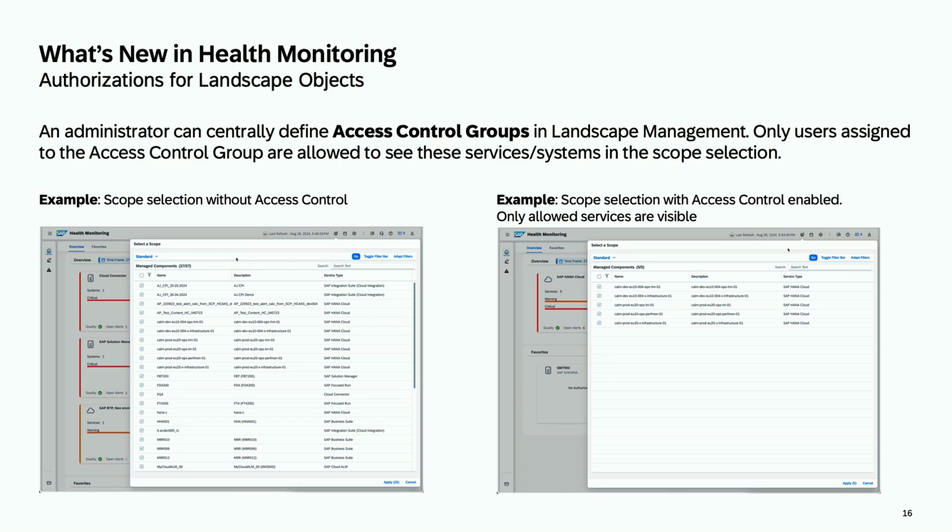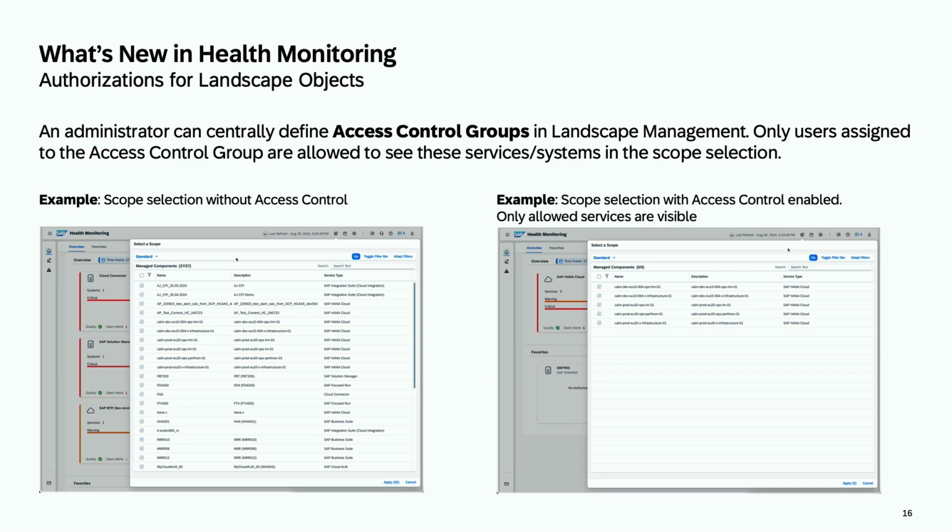Authorization for landscape objects has already been presented by Simon. So I mean, what we always had is on the left-hand side, a scope selection in all our monitoring applications, where every user can define what he wants to see. So you may have in your landscape management hundreds of sub-accounts, but if you are responsible or interested only in 2 sub-accounts, then you can put these 2 in the scope. And then in health management, you will only see these 2, the rest doesn't interest you.